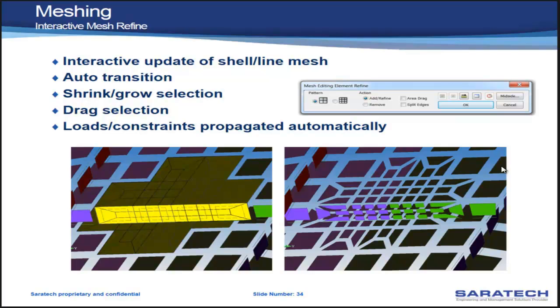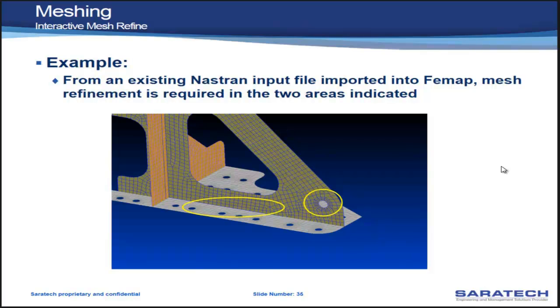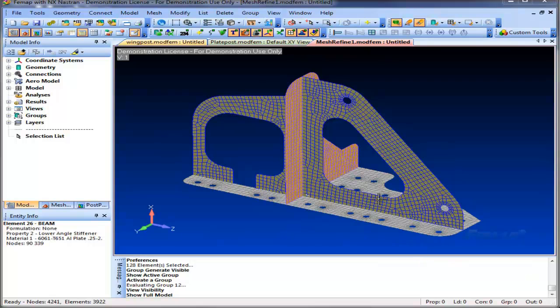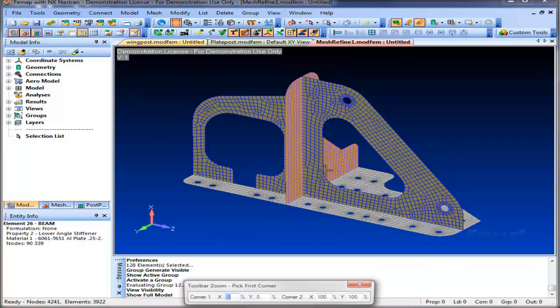Another one of my favorites is this interactive mesh refine, and this is in Mesh Editing, Element Refine, and we'll do a little demo of this. What this allows you to do is interactively select elements to refine and create automatic transition to surrounding elements. For example, something like this, you can connect these two meshes by using the interactive mesh refine. If we look at this model, we can see that these two meshes don't align.